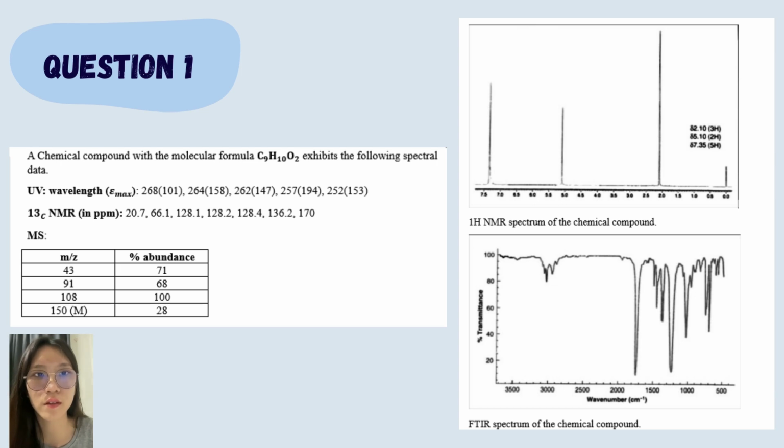Question 1 states a chemical compound with the molecular formula C9H10O2 exhibits the following spectral data. So in this question, the information of UV, carbon-13 NMR, mass spec, and also 1H NMR are given.